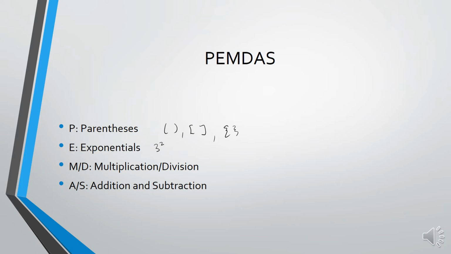The M and the D is for multiplication and division. And we lump those together. I know that the M comes first in the acronym, but that doesn't mean that multiplication comes before division. You do these at the same time. So I do my parentheses first, then my exponentials, then multiplication and division. And then the last thing is your addition and subtraction. And again, just because A comes before the S, that doesn't mean addition is more important than subtraction. Do these at the same time.